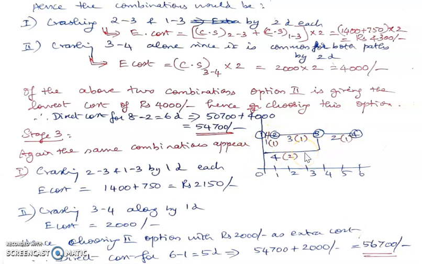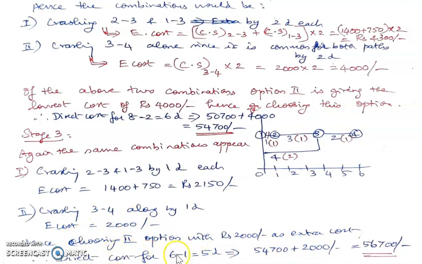Okay. So in stage 3, we are again looking at the same combinations only, because only two options are available now. Even though 2 days of crashing is possible along these two activities, this parallel combination has just one more day of crashing, and therefore I will take only 1 day for each of these. So crashing 2, 3 and 1, 3 by 1 day each incurs a cost of 2150, and crashing 2, 4 by 1 day incurs a cost of 2000 rupees. So here also 3, 4 has the lowest cost, and therefore we are choosing this option now.